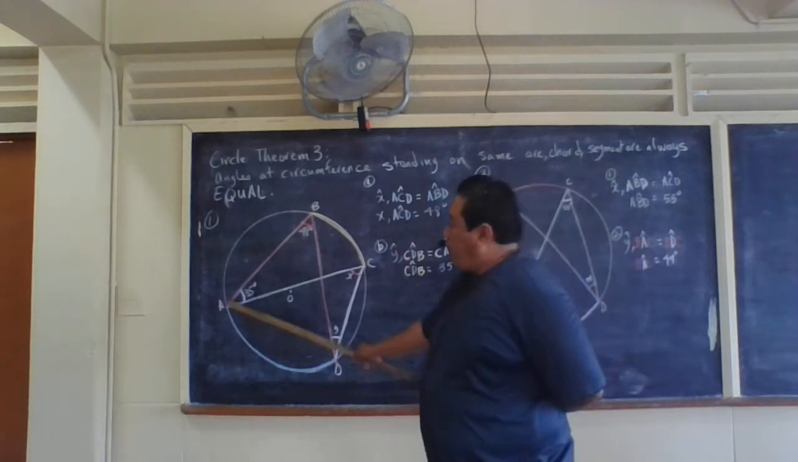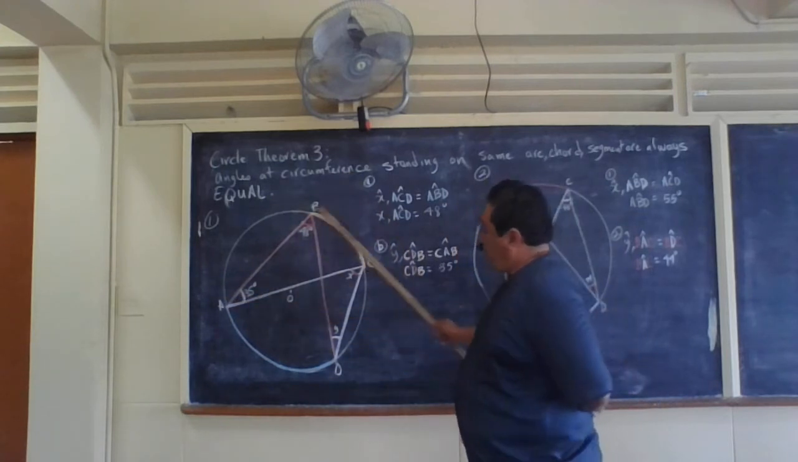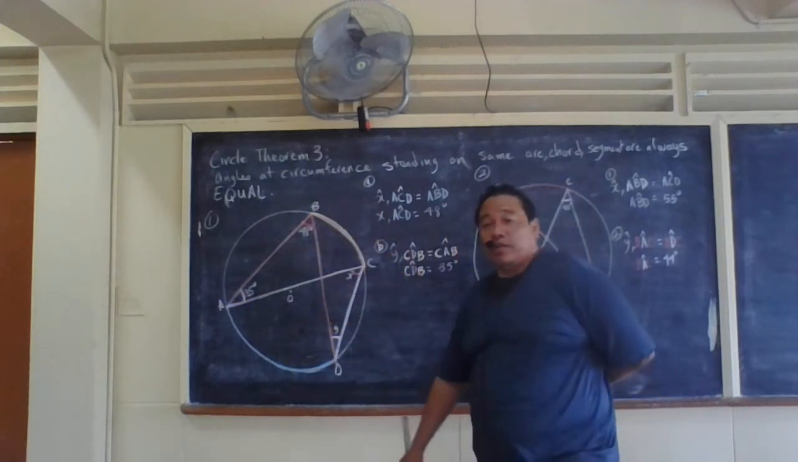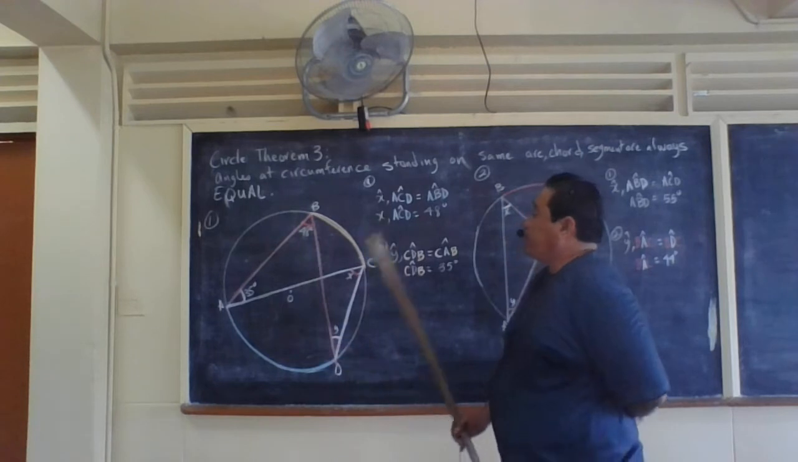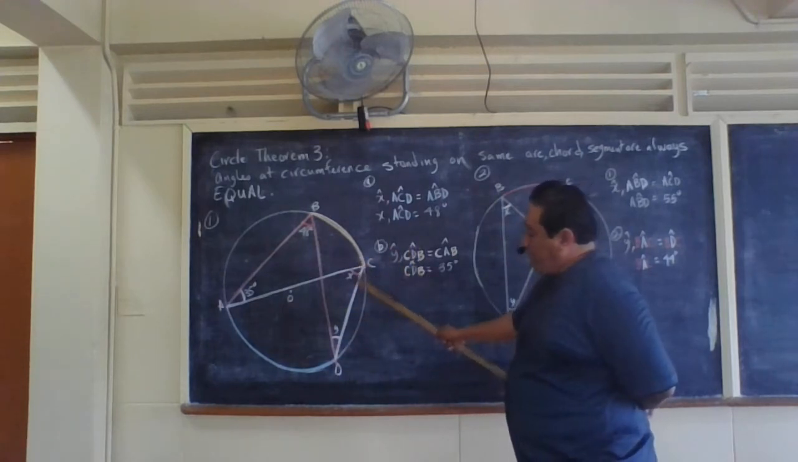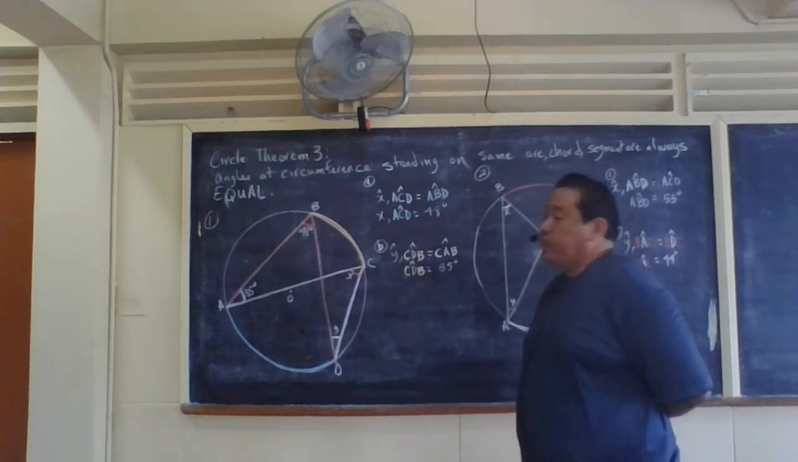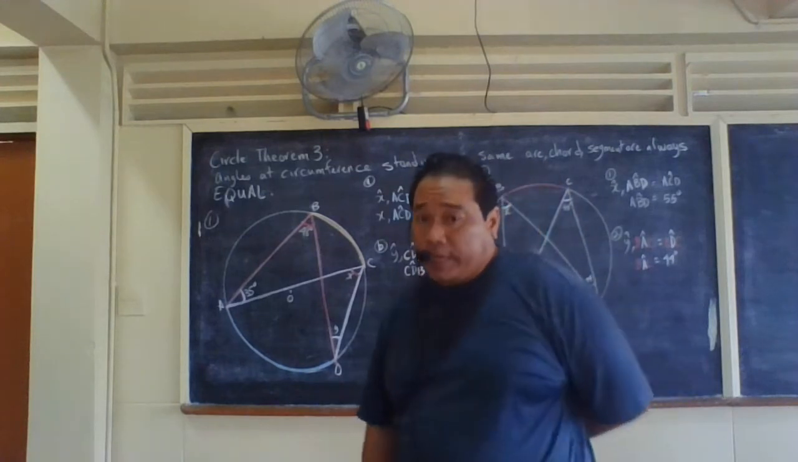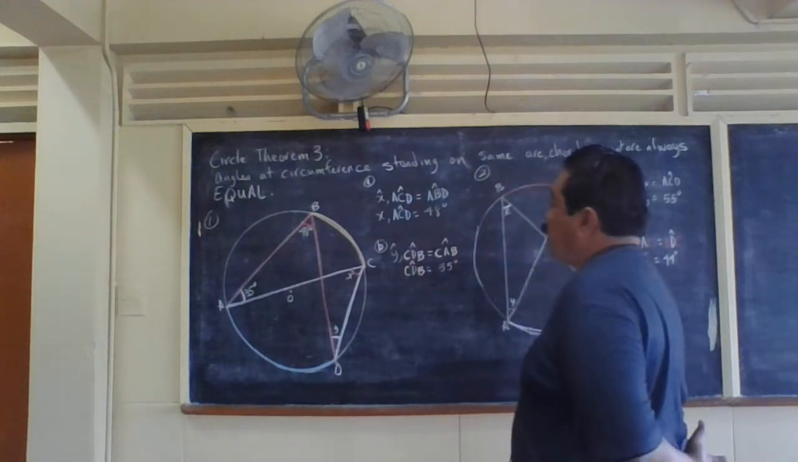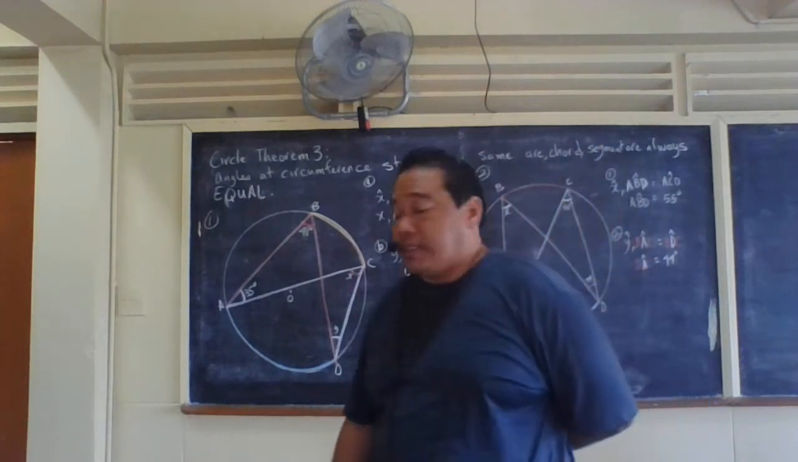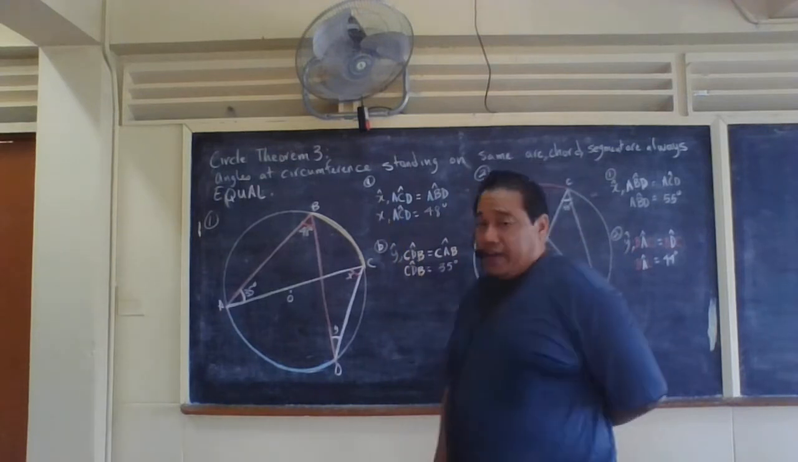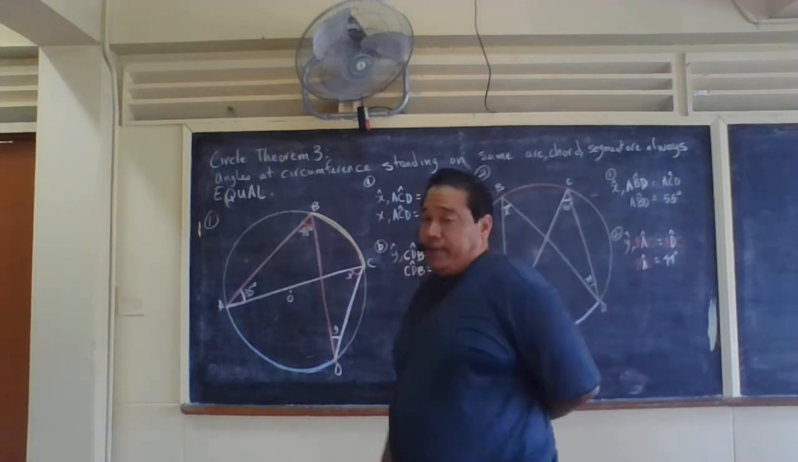So the first one, we have a circle, A, B, C, D. There are points on the circumference, and we're asked to find x and y. And we normally find these alphabetically. So let's look at the first one. Let's look at x. X is the angle that we want to find.